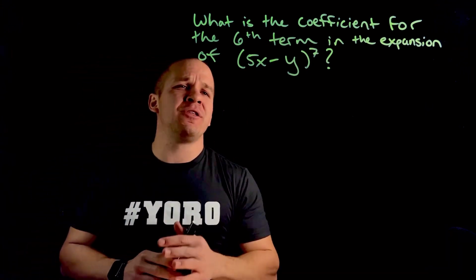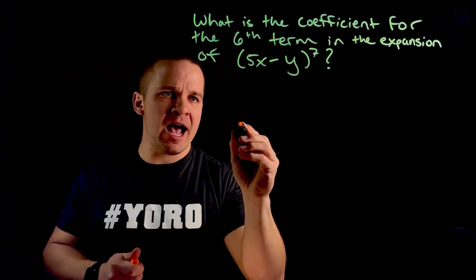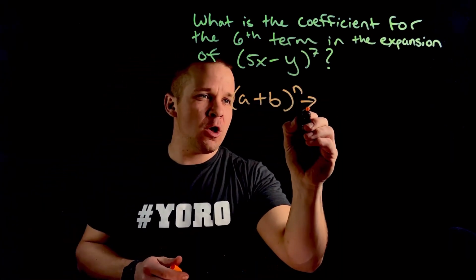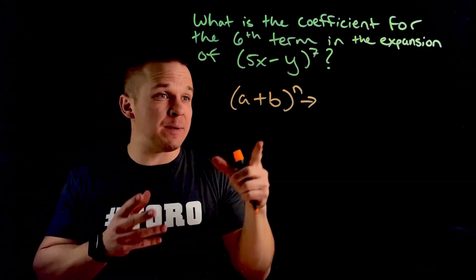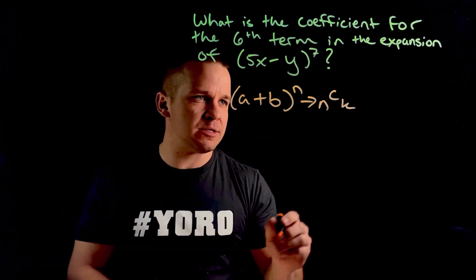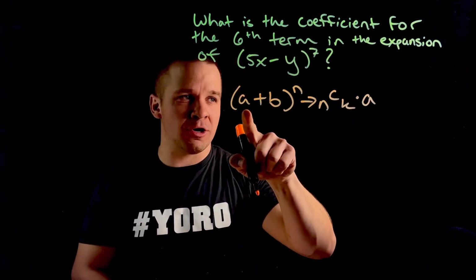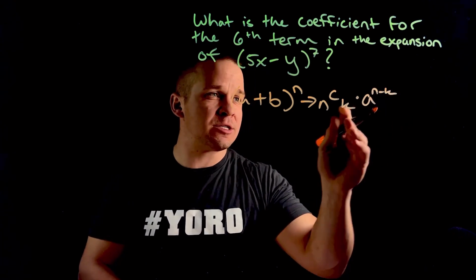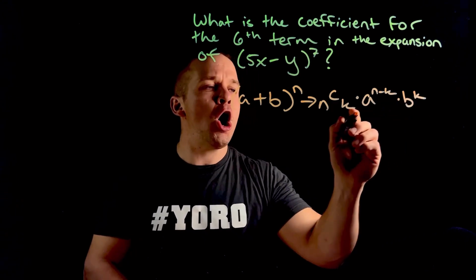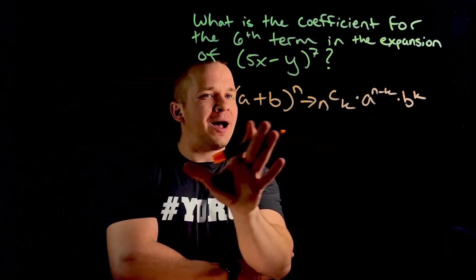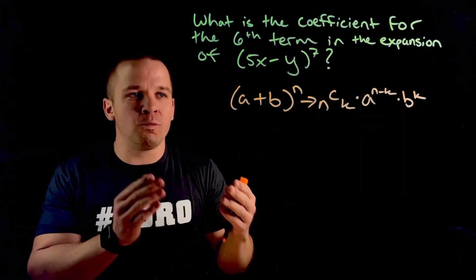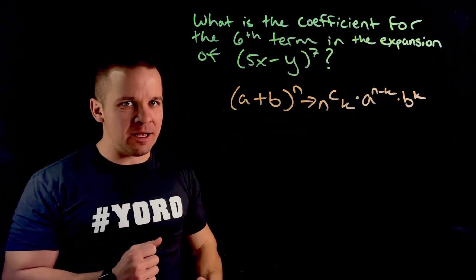Sidebar. If I had (a + b) raised to some power n, when I expand that, I can get my various terms by doing this: n choose k, times a, that first term, raised to the n minus k, so subtract those two numbers and that's my exponent, and then b raised to the k. That k value is the exponent associated with b in the expansion.